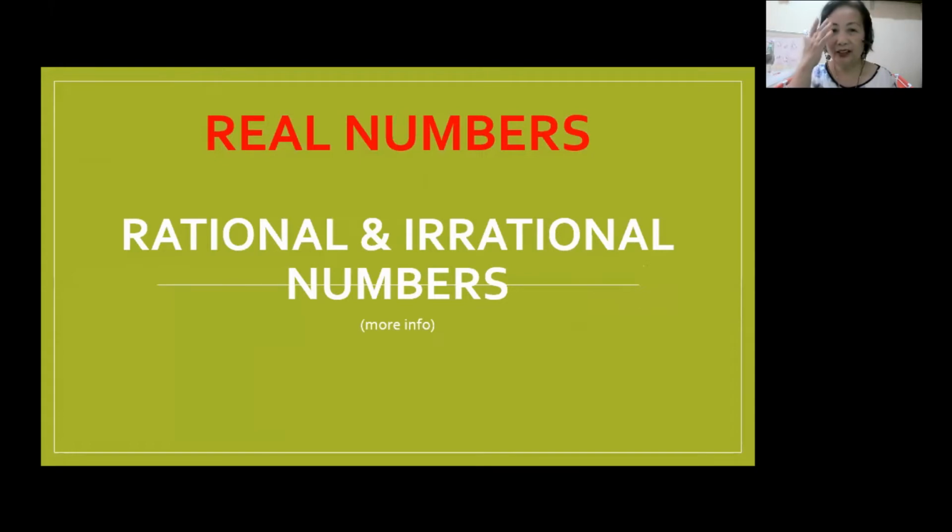Okay. The real numbers are our rational and irrational numbers. The last time I told you that a rational number is a ratio between two integers. However, the denominator should not be equal to 0. So a fraction is considered a rational number. A decimal number is also considered a rational number.